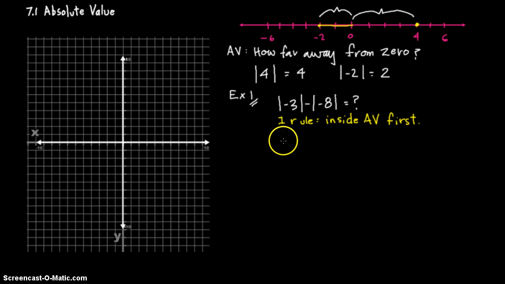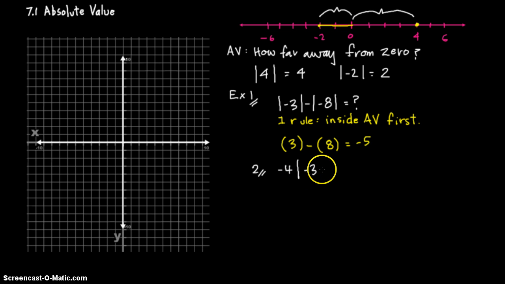So basically, I'm going to drop the absolute value here. The absolute value of negative 3 is 3. And then I'm subtracting the absolute value of negative 8, which is nothing more than 8. 3 minus 8 is negative 5. Done. It's that simple.